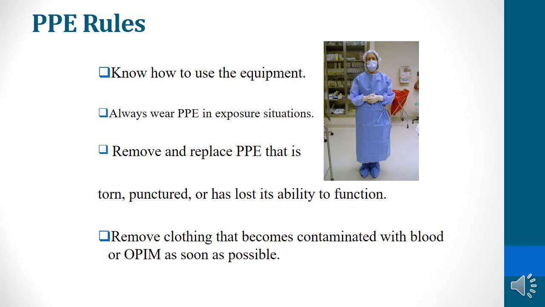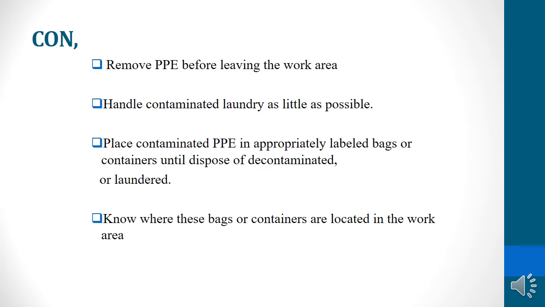The PPE rules: there are rules for the PPE. Each employee should know how to use the equipment and always wear the PPE in exposed situations. Remove and replace PPE that is torn, punctured or has lost its ability to function. Remove clothing that becomes contaminated with blood as soon as possible. Also remove the PPE before leaving the work area. Handle contaminated laundry as little as possible.